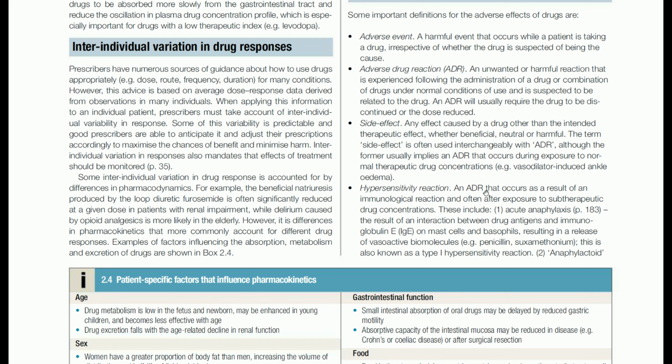Hypersensitivity reaction: an ADR that occurs as a result of an immunological reaction and often after exposure to subtherapeutic drug concentrations. These include acute anaphylaxis, the result of an interaction between drug antigen and immunoglobulin E (IgE) on mast cells and basophils, resulting in a release of vasoactive biomolecules. Example: penicillin, suxamethonium. This is also known as type 1 hypersensitivity reaction, anaphylactoid.